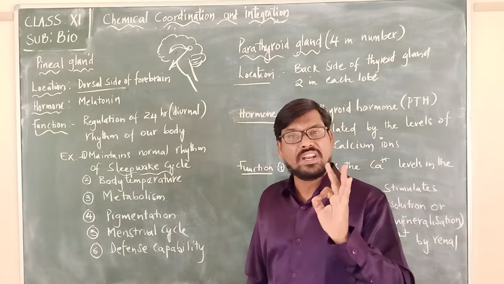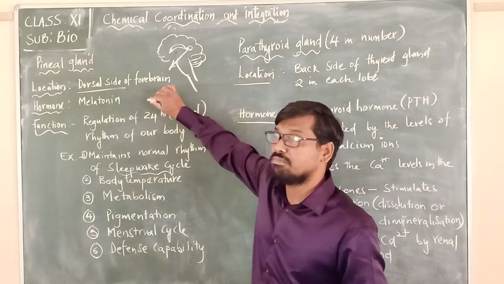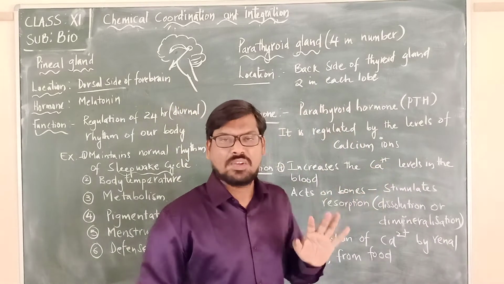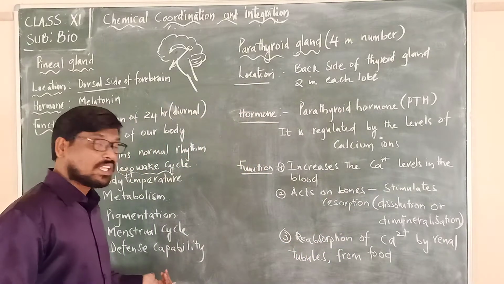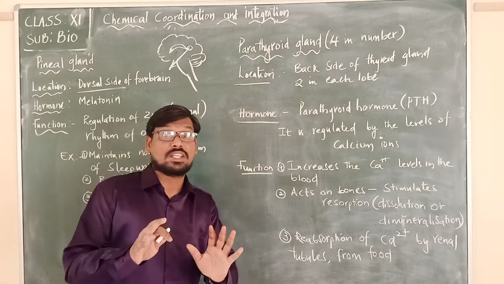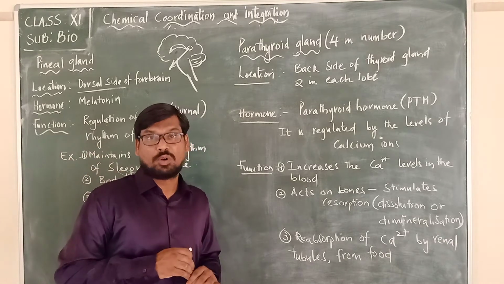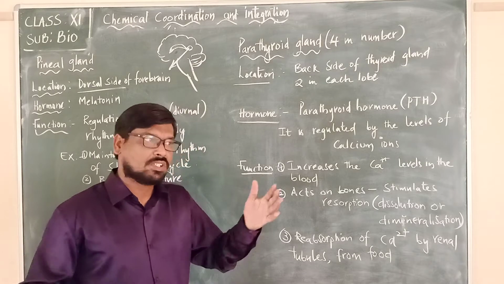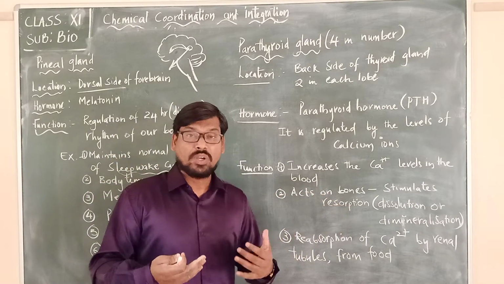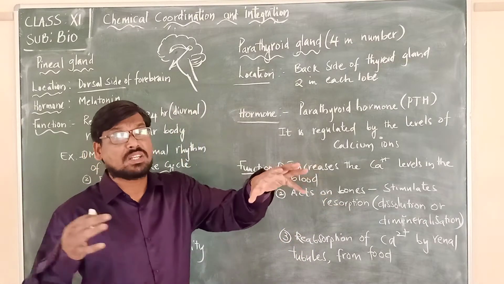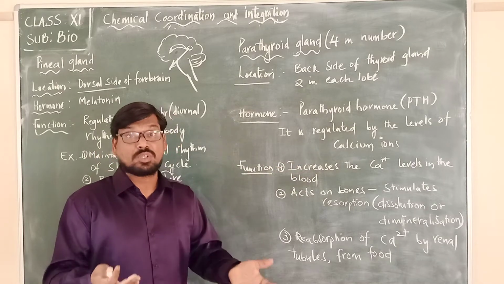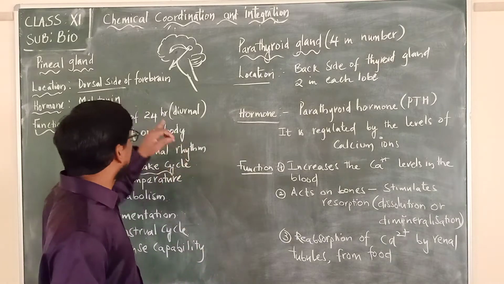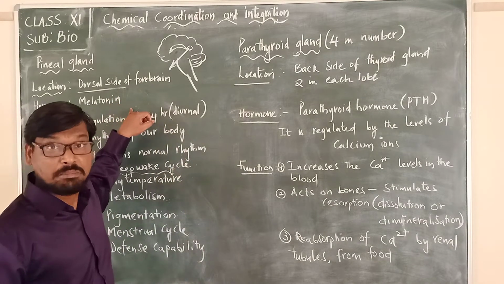And the most interesting point regarding melatonin is that it is also helping in defense capability. Defense capability means it helps in resisting disease causing microbes. It protects the body from pathogens. Pathogens means disease causing microbes. So it is protecting us from various types of microorganisms so that they may not enter the body and cause diseases. That is another point we have to remember regarding melatonin.